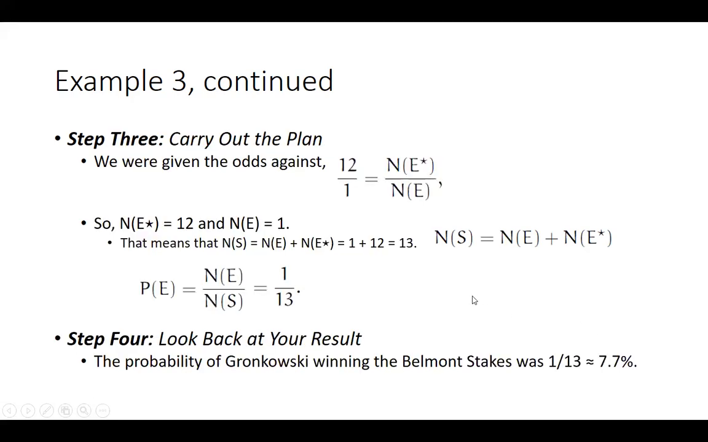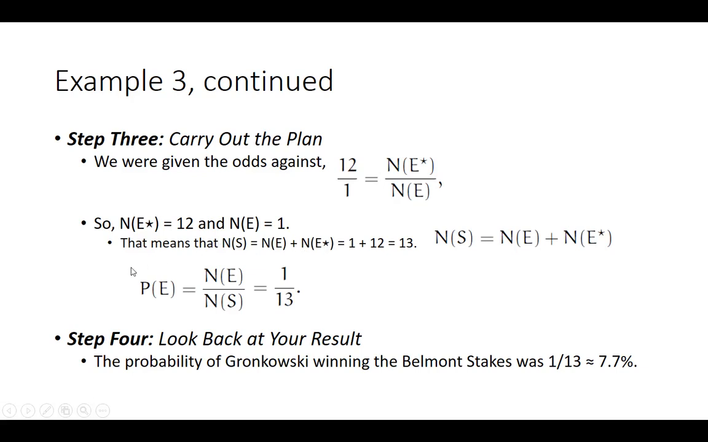So let's carry out the plan. We were given the odds against as 12 to 1. 12 to 1 is 12 over 1. Odds against is N of E star over N of E. So N of E star is 12, and N of E is 1. This means that N of S, which is N of E plus N of E star, would be 1 plus 12, which would be 13.